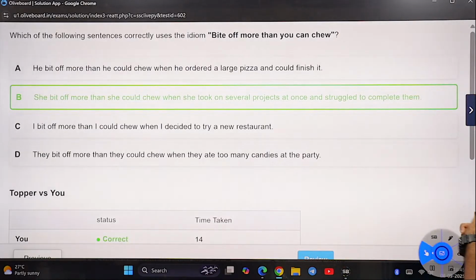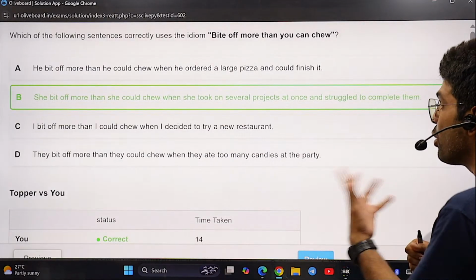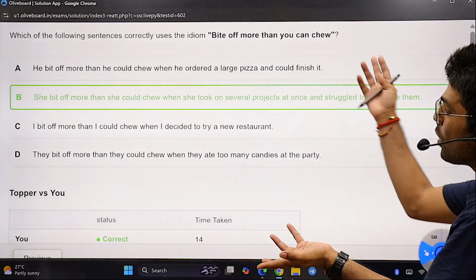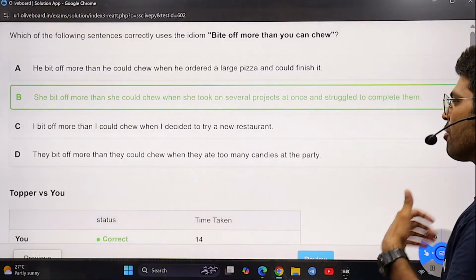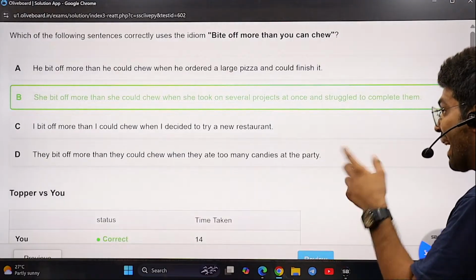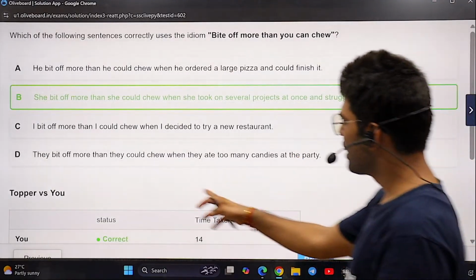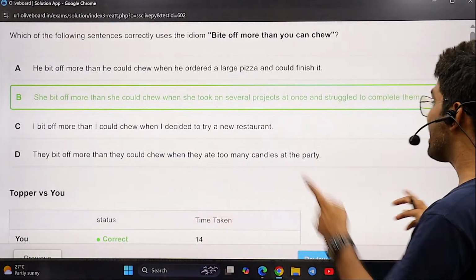But still, I bit off more than I could chew when I decided to try a new restaurant. It is nothing you can't handle if you go to a new restaurant or try a new restaurant. They bit off more than they could chew when they ate too many candies at the party. You are literally chewing them. So this is not the idiomatic case there.